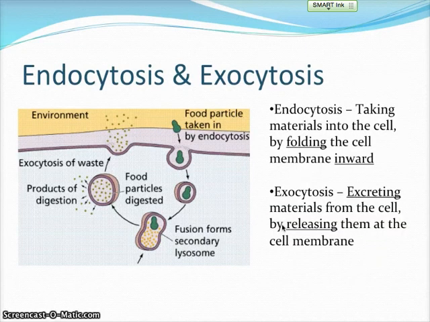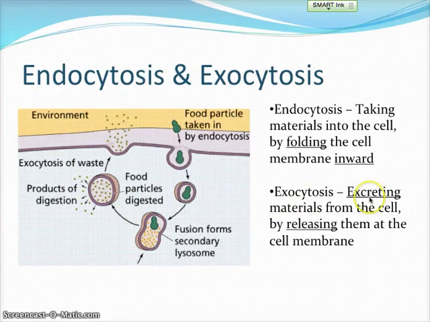Next, endo and exocytosis. These are two processes where materials are either going in or out of the cell. So endocytosis, the prefix endo means inside or within, means to take in materials into the cell. And it basically folds the cell membrane inward, so you can see this little green piece of food. It's actually being engulfed, so it's taking the membrane and forming this little horseshoe shape. And eventually it pinches off so that the food comes into the cell and gets digested as nutrients for the cell.